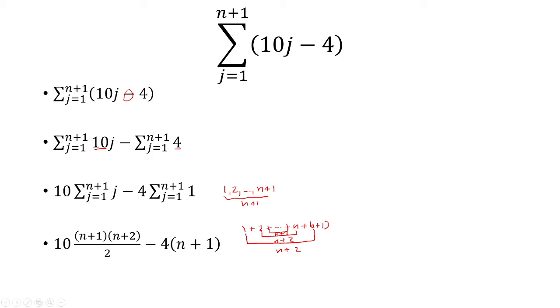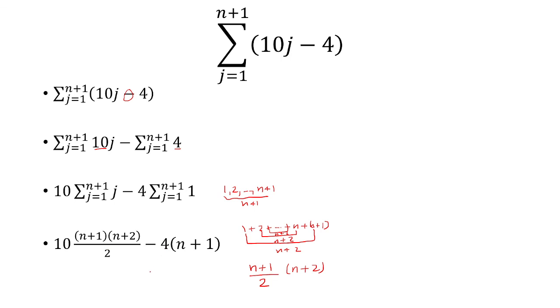Now, what we're doing here is breaking it up into groups of 2. And each group adds up to n+2. Well, how many groups of 2 are there? There's n+1 numbers, and you divide it by 2 to get the number of groups. And now each group adds up to n+2. So that's how I got this equation here.